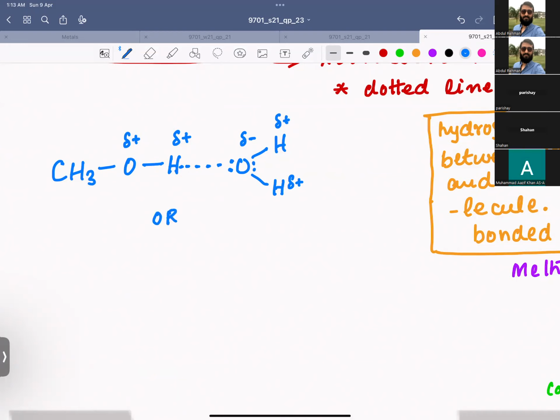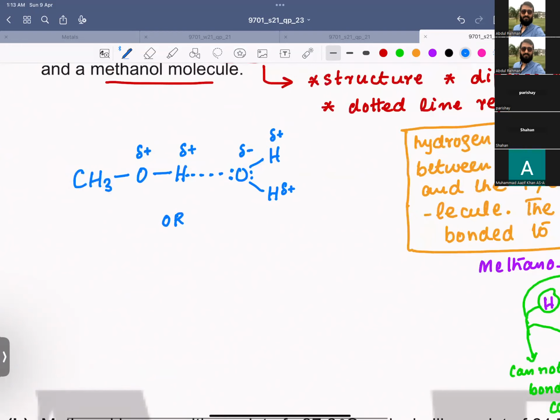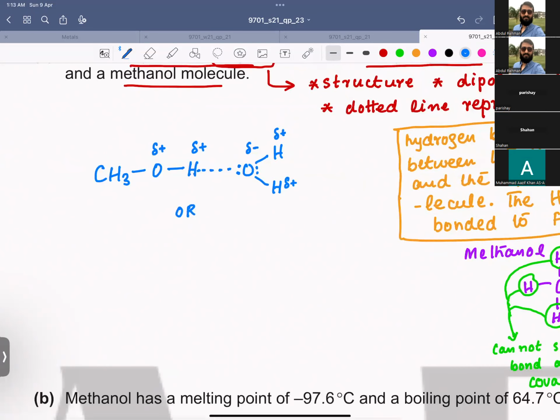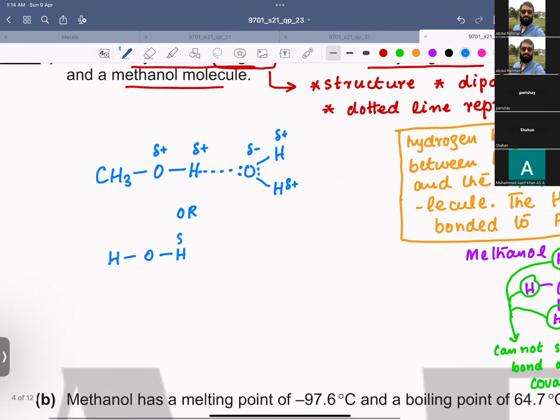Or we can show this hydrogen bond the other way, as if I draw a water molecule over here, this hydrogen has a partial positive charge and this oxygen has a partial negative charge. And here I have the other molecule, which is methanol.